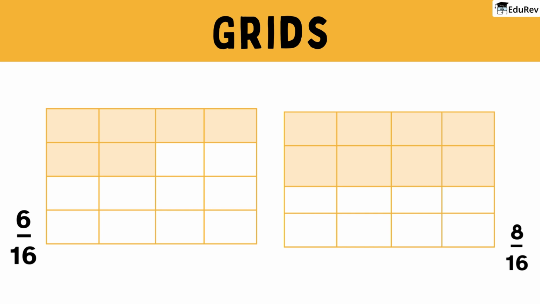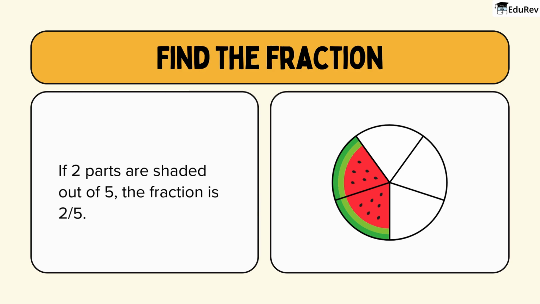But fractions are not only in grids or pizzas. They can also be found in any shape or set of objects. Let's see how. In this figure, if 2 parts are shaded out of 5, the fraction is 2/5. Remember, all parts must be equal.